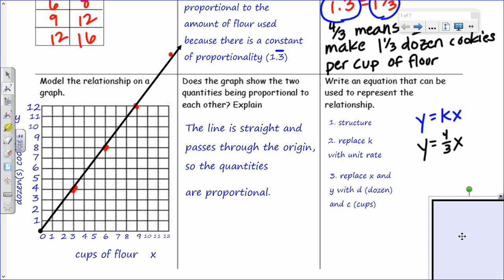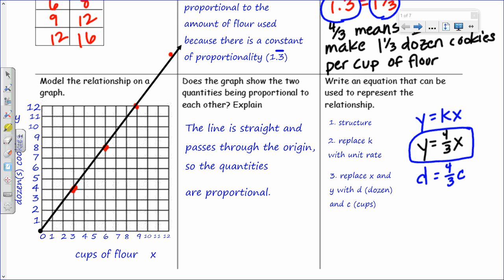Okay, and then it says to replace the x and y with dozen and cups. So since we know the y is the dozens, that would be D, and we know that the x is the cups, so that would be C. You can do that, but this is really what I'm looking for. If you are a pro at that, you're going to be great. Okay, for example 2.